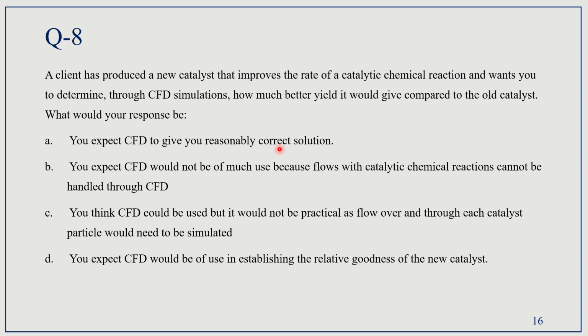Option B, it is given that you expect CFD would not be of much use because flows with catalytic chemical reactions cannot be handled through CFD. In this particular case, we have a chemical reaction and catalyst involved, so we might think it would not be of much use because we are dealing with complex things like catalytic chemical reactions, and handling it through CFD is difficult. But in reality, it is not the case. CFD has improved so much that it is now possible to simulate catalytic chemical reactions also. So option B is false.